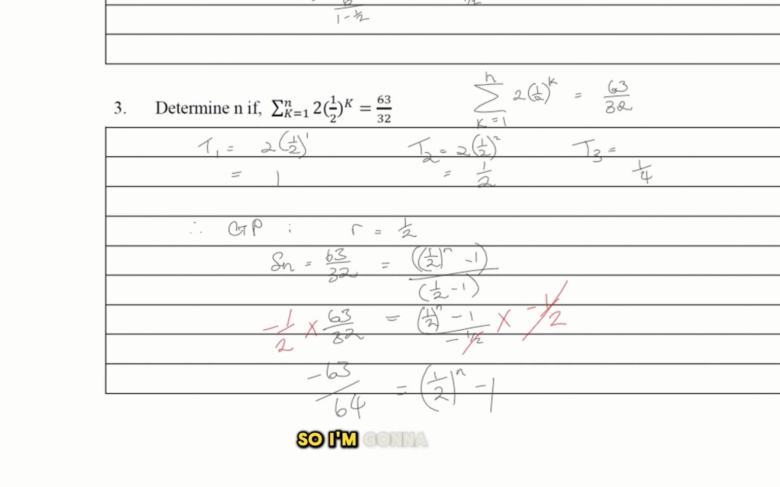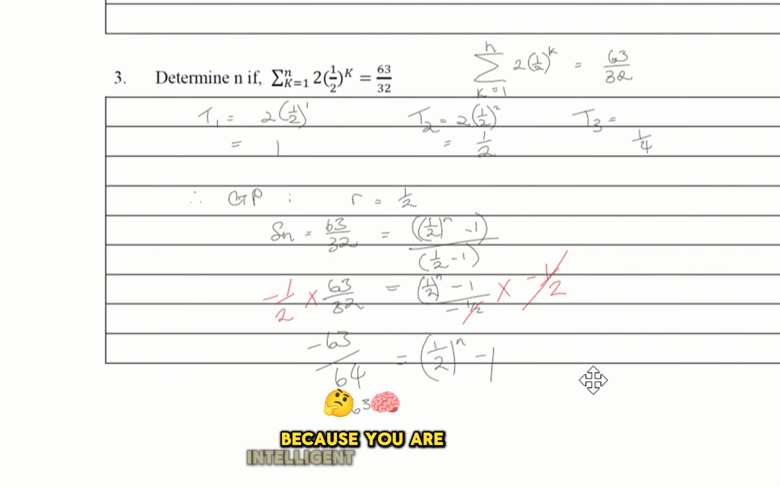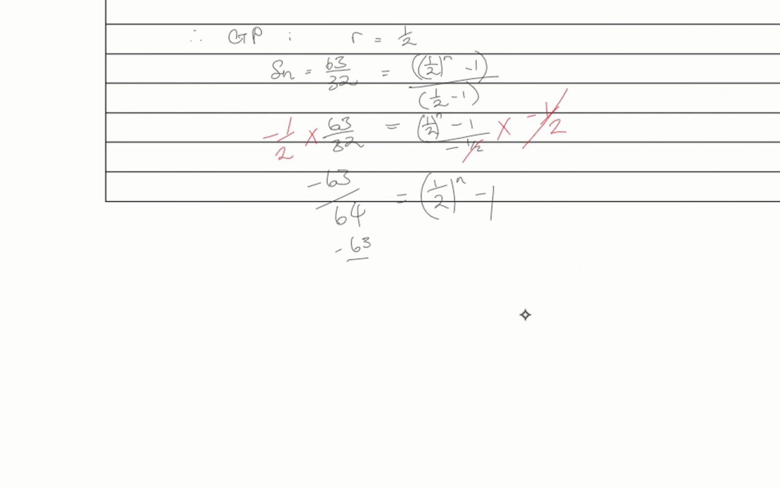Isn't that true? So I'm going to take the 1 to the other side. Can I do that? Yes. What do we call that again? Inverse operations. So if I take the 1 to the other side, it's negative 1 on the one side, it becomes positive 1. So what is negative 63 over 64 plus 1? Let's do it without a calculator because you are intelligent mathematics grade 12 students. Can I rewrite 1? Yes, I can rewrite it as 64 over 64, which is equal to 1 over 2 to the power of n.